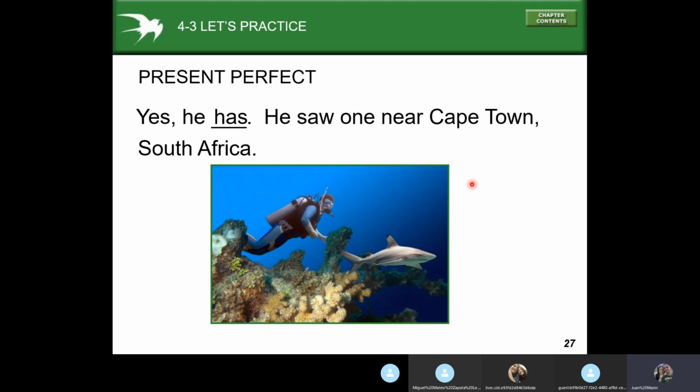He saw one. Entonces, muchachos, aquí les quiero contar algo. Este one aquí está sustituyendo a el tiburón, ¿cierto? Para no volver a decir he saw one shark or he saw a shark near Cape Town, South Africa. Eso en inglés se llama substitution o sustitución. Cuando uno está escribiendo es muy útil usarlo para no estar mencionando el pronombre o el sujeto todo el tiempo, solo cuando sea necesario.